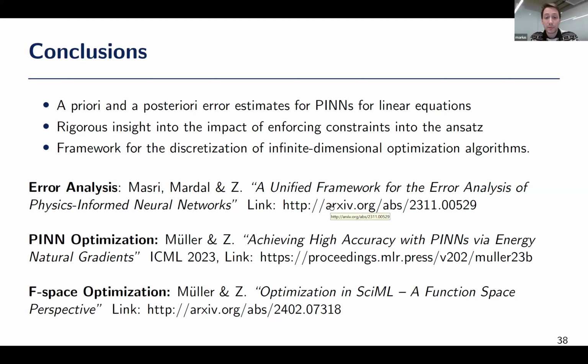I've listed three papers here that have the essentials of this talk in them. There's this paper on the error analysis that contains mainly the coercivity estimates and also the abstract framework. Then this paper here is on Newton in function space and the discretization. In this paper, it's introduced as a natural gradient method; we were not aware of the function space viewpoint when we wrote it. And then this one was just uploaded the other day, and this is where Johannes and I summarize our viewpoint on infinite dimensional optimization. So this is the last part of the talk.